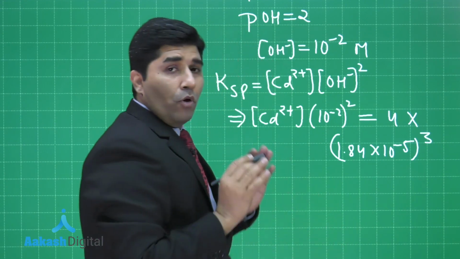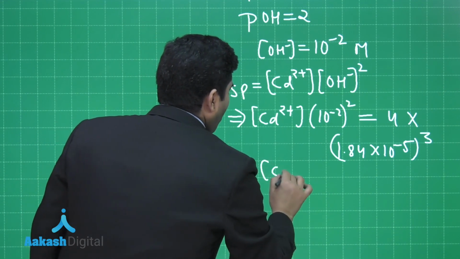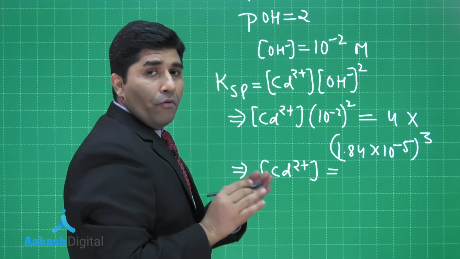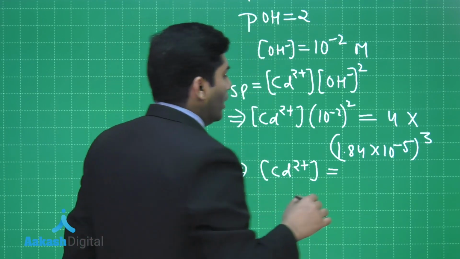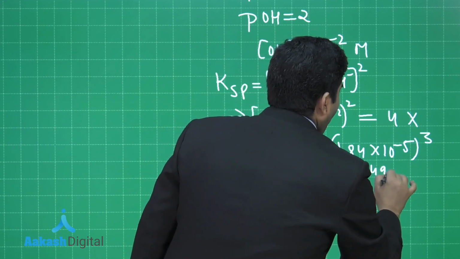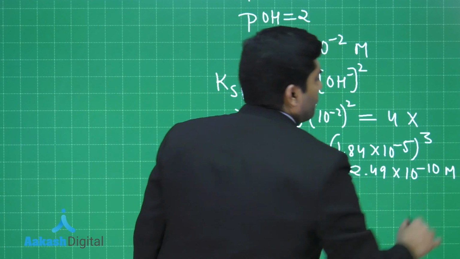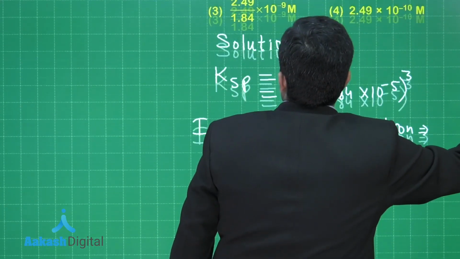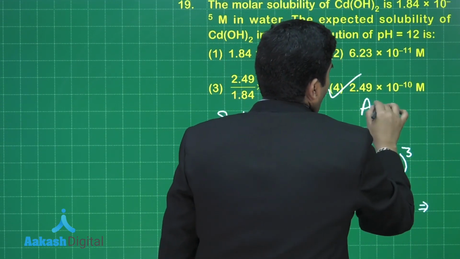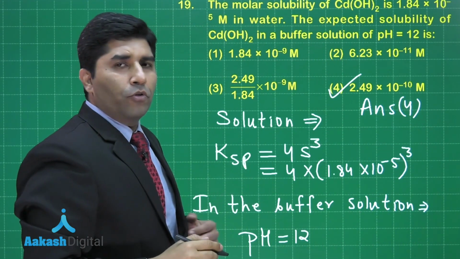Now we know that Ksp will not change, that's why we have done this, and the concentration of Cd²⁺, which is the solubility of cadmium hydroxide in the buffer solution, after solving we will get 2.49 × 10^-10 molar, right? So let's check which is the correct answer. Yeah, this one. So the answer is option number 4, right? Let's move on to the next question.